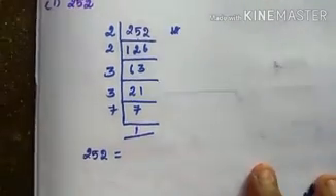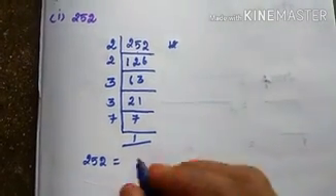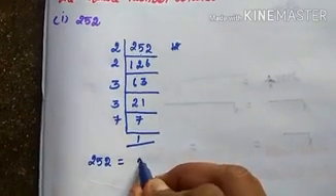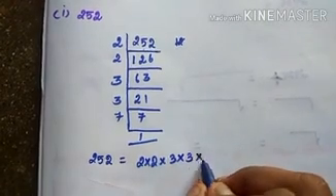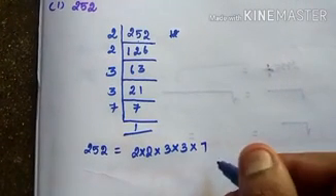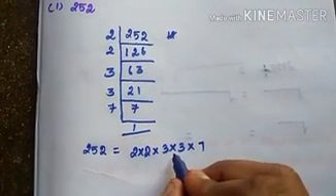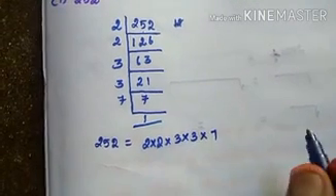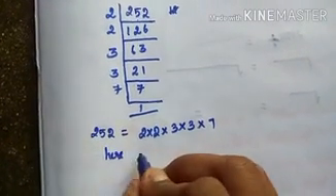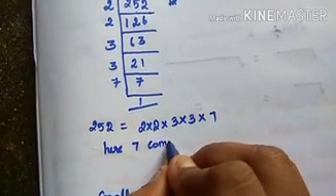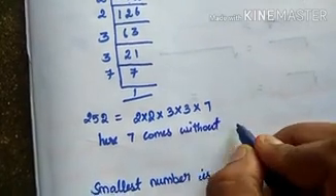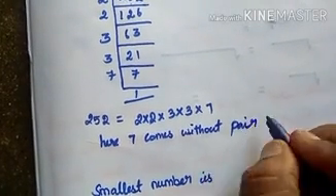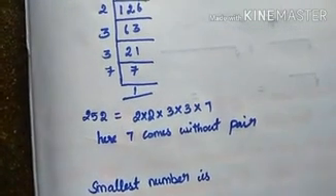Now we need to write the prime factors from smallest to largest: 2 into 2, 3 into 3 into 7. So here you can see 2 is in a pair and 3 is in a pair. 7 comes without a pair.